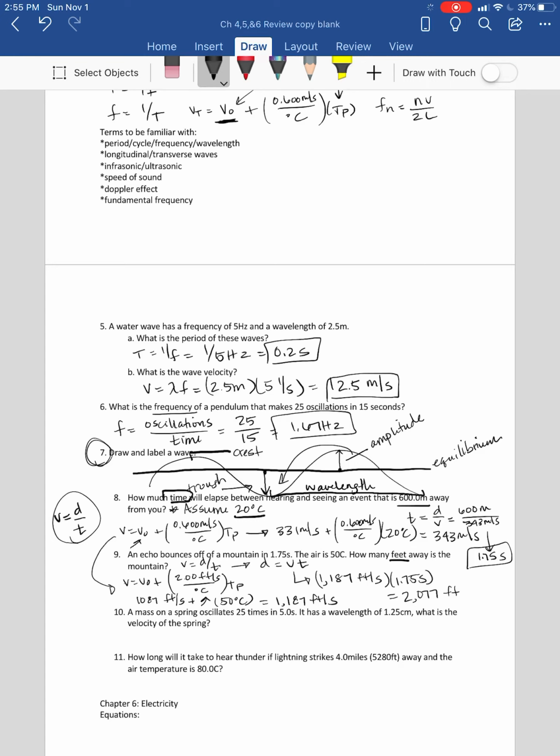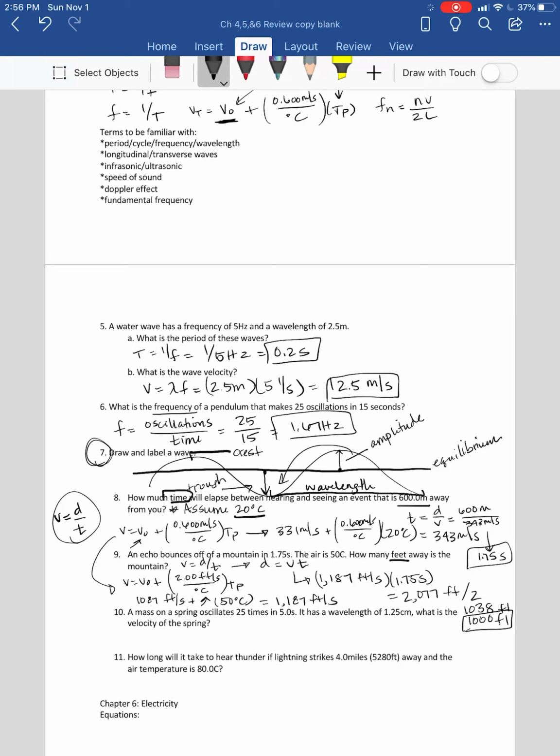You should get 2,077 feet. But that's not the answer, because this says that an echo bounces off. If it's an echo, that means it's traveled one distance and back to you. So if it ever says anything about an echo, you have to divide by 2. So it's really 1,038 feet. Or, because of that 50 degrees without a decimal, let's just make it 1,000 feet.